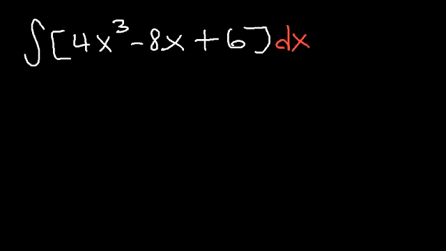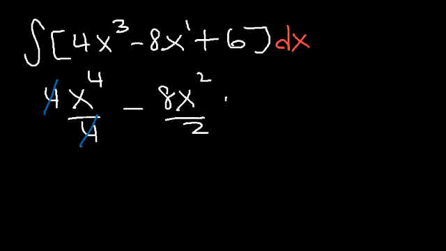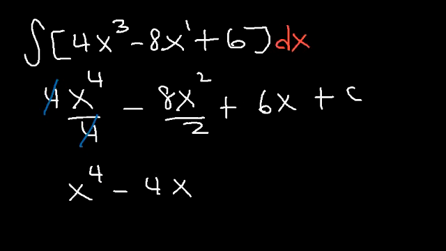So if you have a polynomial, simply integrate each part of the polynomial one step at a time. The antiderivative of x cubed is x to the 4th divided by 4 times the 4 in front. So 4 divided by 4 is 1. The antiderivative of 8x is 8x squared divided by 2, and whenever you have a constant, simply add an x to it. So this is going to be x to the 4th power. 8 divided by 2 is 4. So minus 4x squared plus 6x plus c.